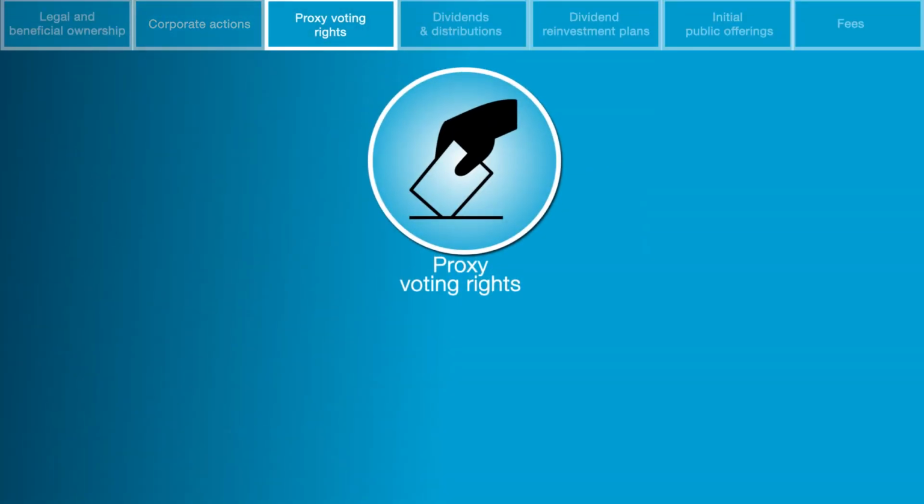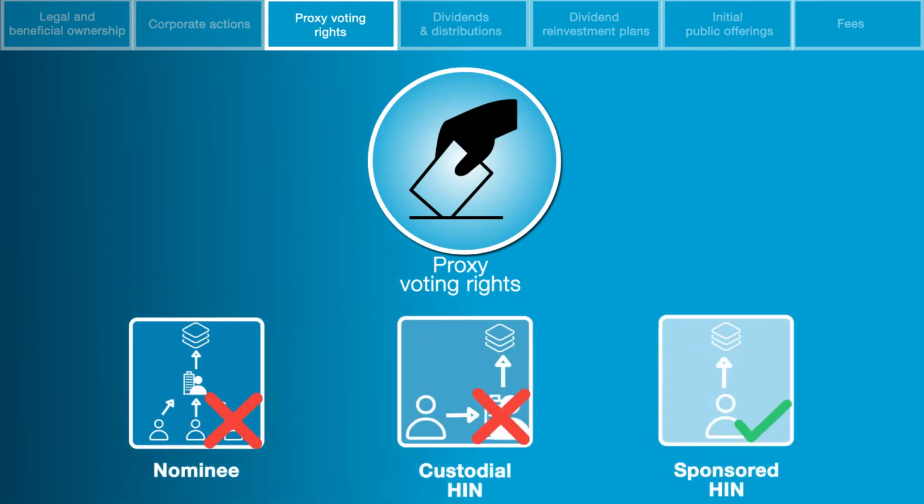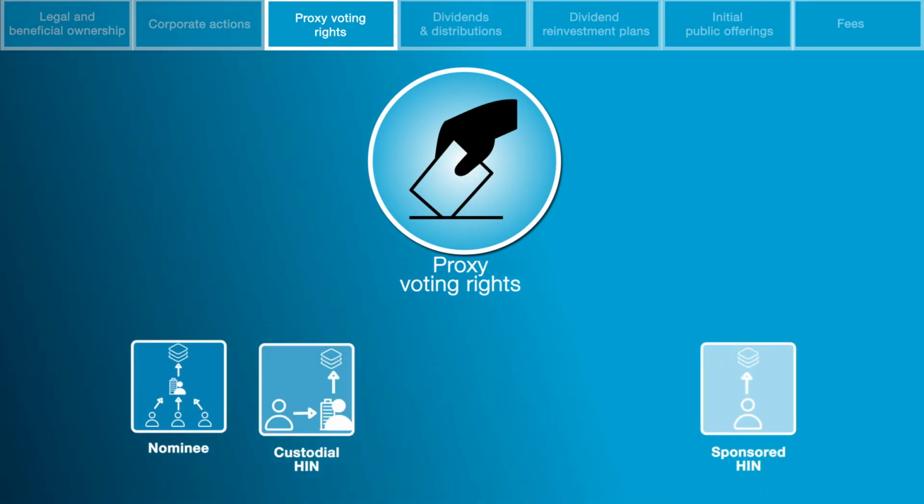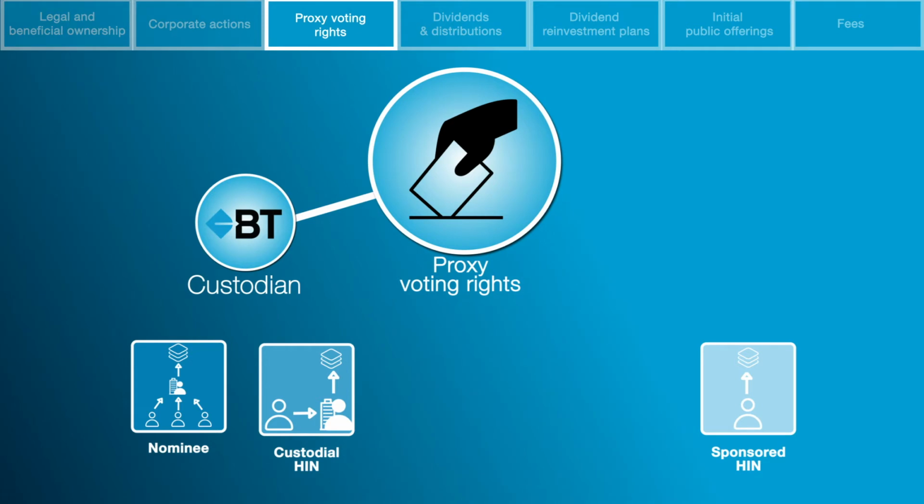Proxy voting rights may be important for some of your clients, and it is only the sponsored HIN option for your Panorama Investments clients that allows the exercising of any voting rights as a direct holder of the securities. For the other options of nominee holding type and custodial HIN, BT Portfolio Services Limited has the voting rights and will only exercise these if it asks for and receives instructions from the client, which it generally does not do.